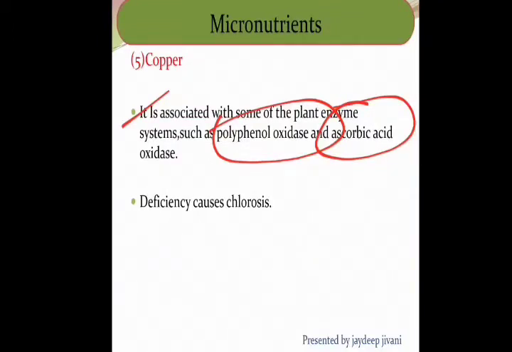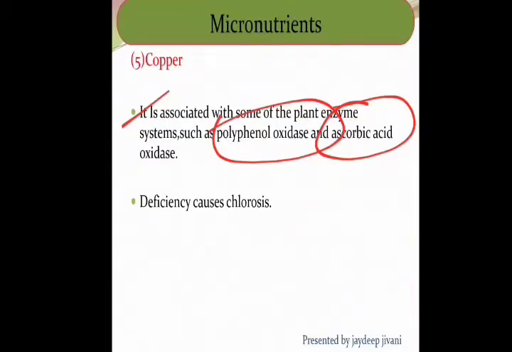So this enzyme will be associated with copper and will boost the reaction in any plant tissue. It is helpful for plant growth. So copper is associated with these two enzymes.